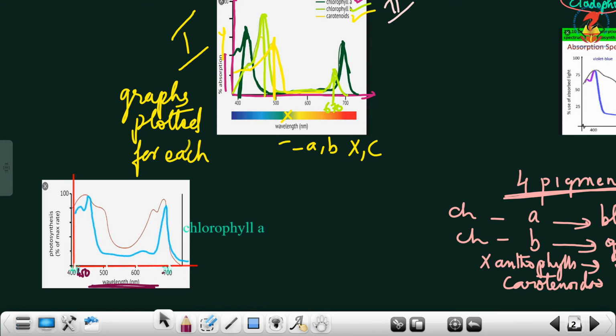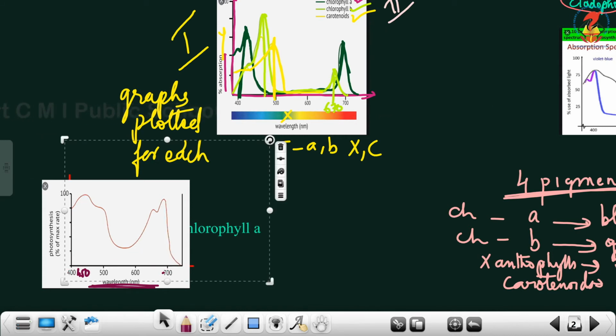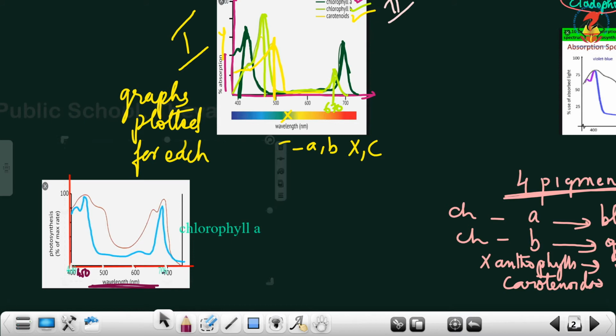You can see it correctly coincides. You can see the peak of chlorophyll A correctly coincides with the peak of the rate of photosynthesis at 450. At the same time, at 700 also you can see for both photosynthesis and chlorophyll A, it correctly coincides.